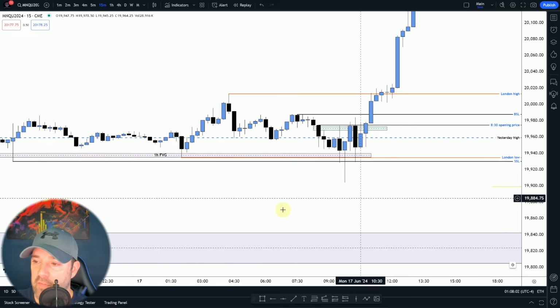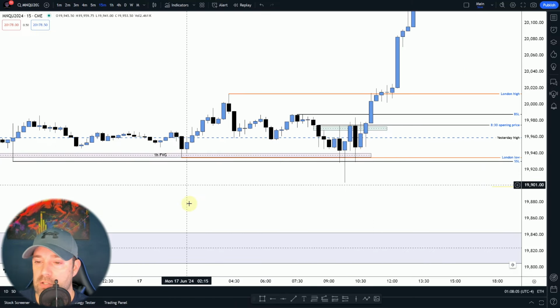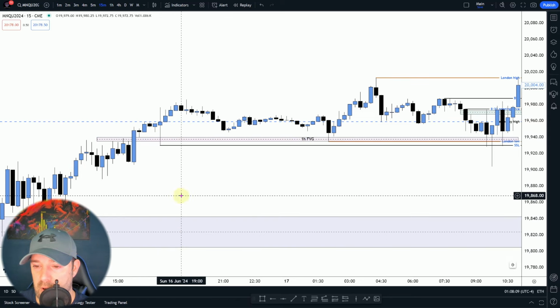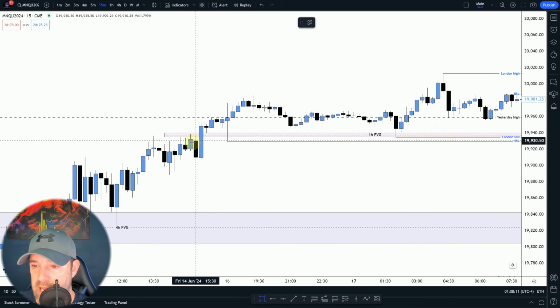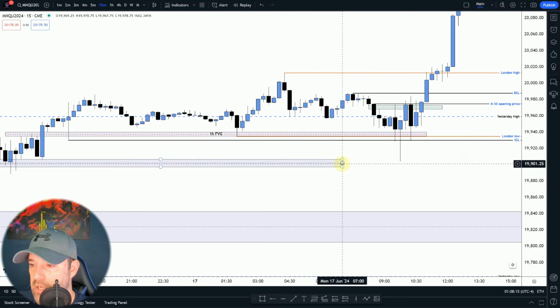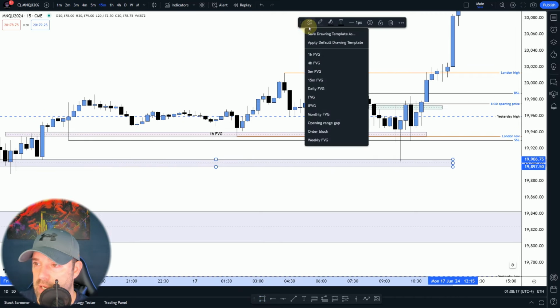So now I have a framework lined up, right? I have the framework, and so I can mark this gap. I think on this day I had this gap marked as well. And you can see, look what price did. It went right into it.